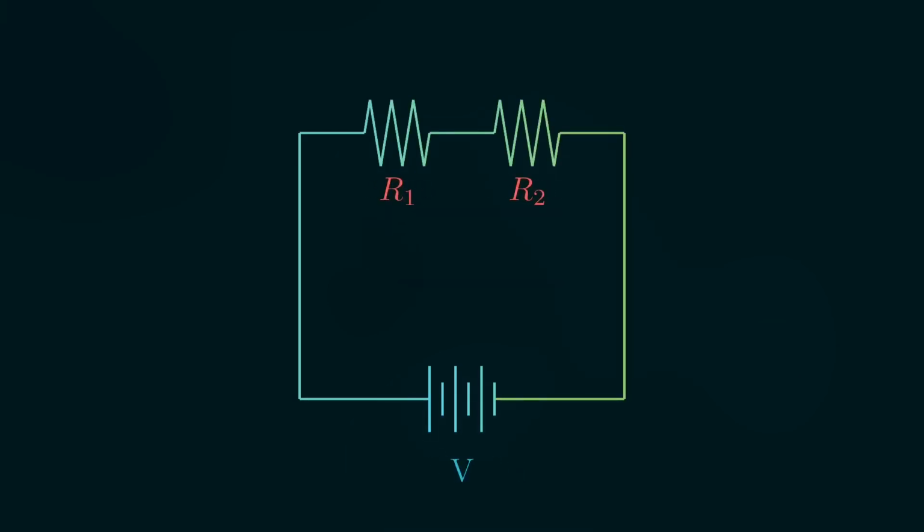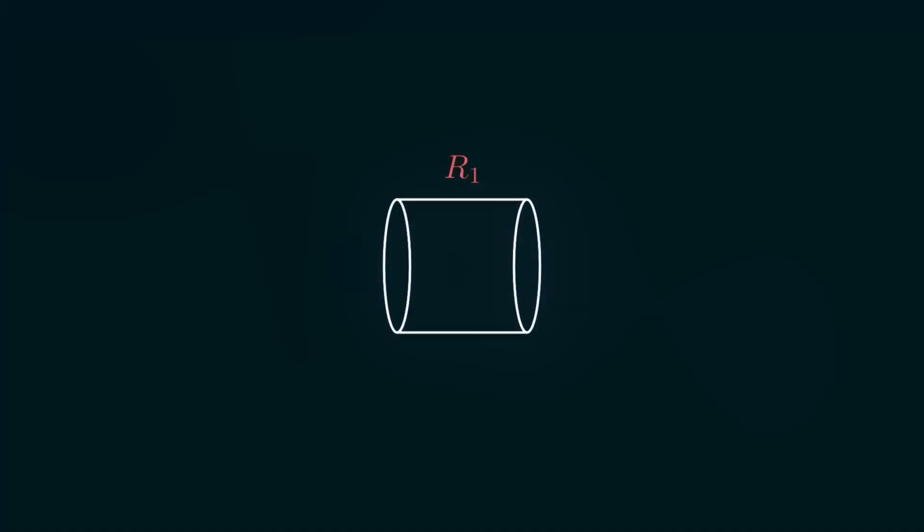So if R1 and R2 are different, then what's the current going to look like? To do that, we can take a look at the geometric definition of a resistor. Remember that in practice, a resistor makes it hard for the electrons to flow through by creating thermal energy. So basically, it's like a constriction in a pipe.